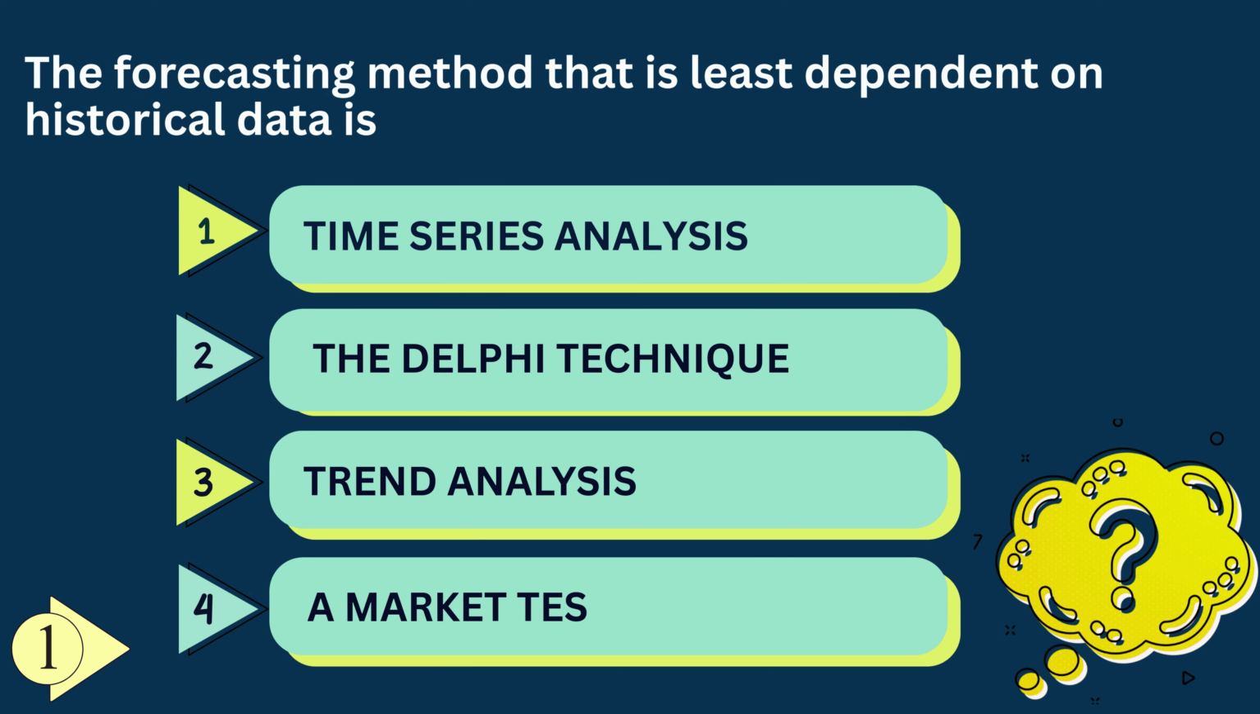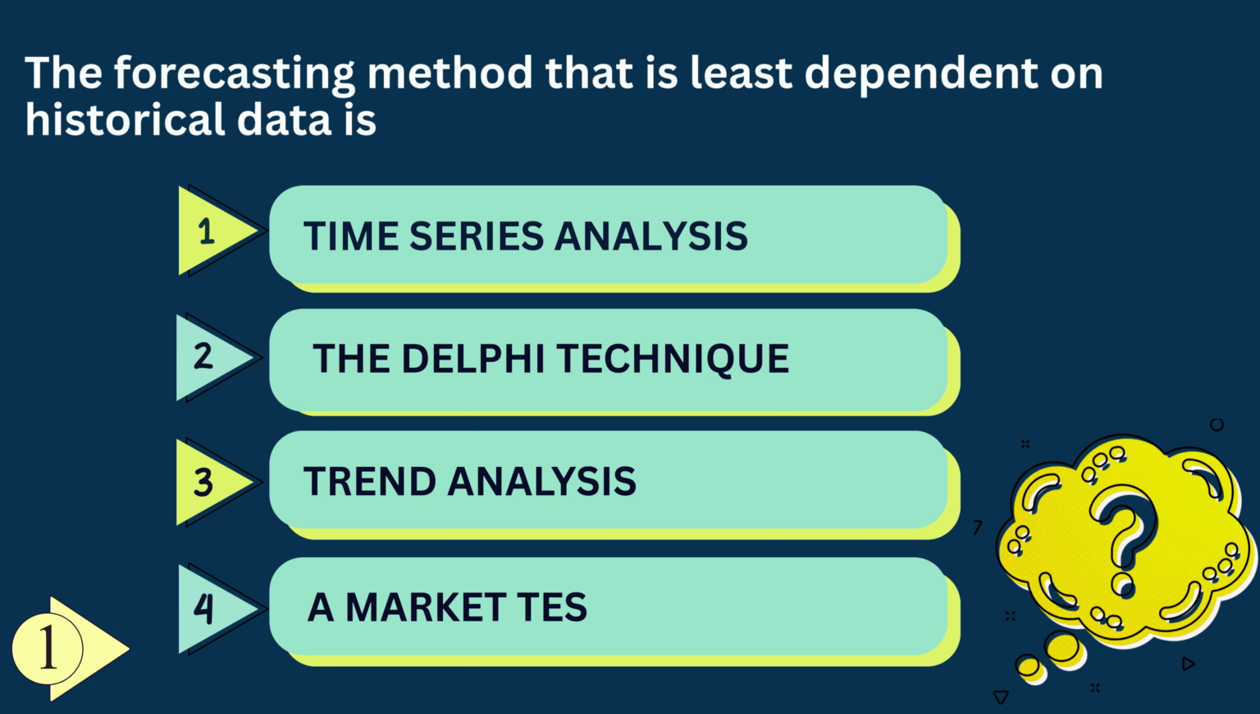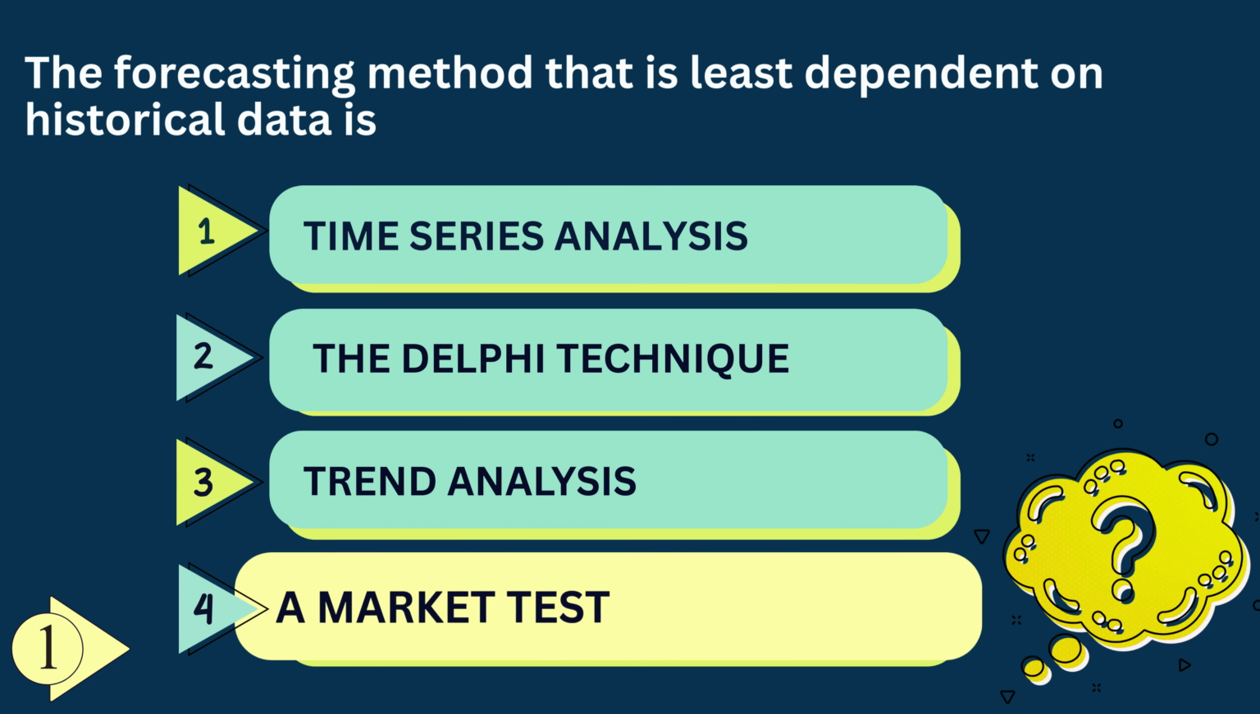The forecasting method that is least dependent on historical data is: option 1, time series analysis; option 2, the Delphi technique; option 3, trend analysis; and option 4, a market test. And the correct answer is option 4, a market test.